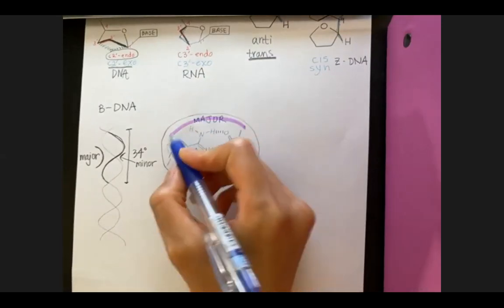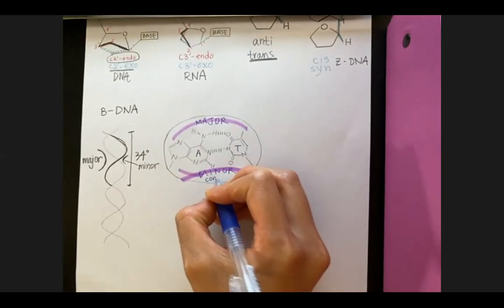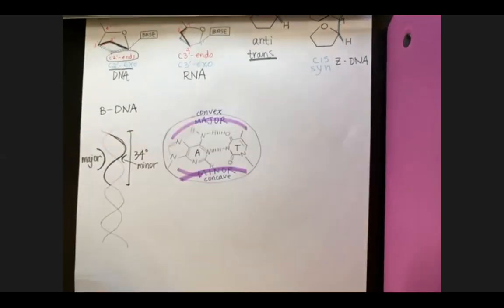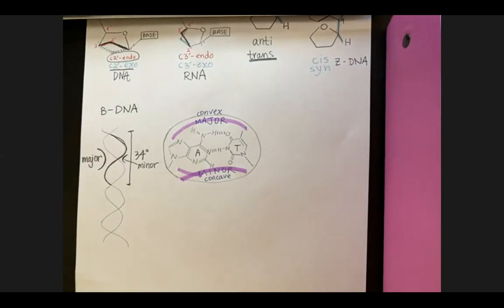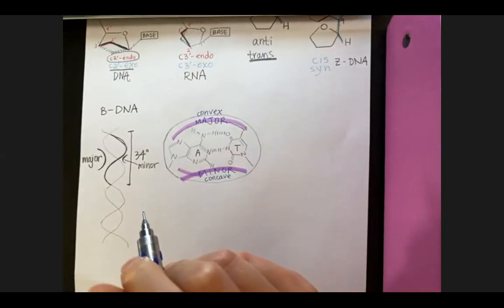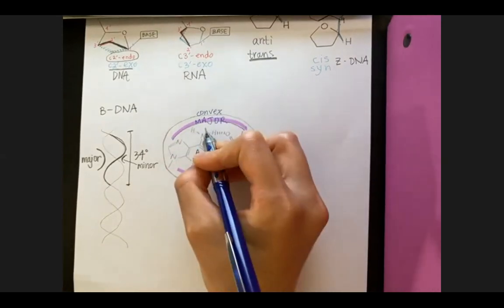Okay, and this side is the convex edge, and then this one will be concave. And in the B-DNA, the edges of the base pairs are accessible because of the major groove. This side is pretty accessible because the major groove is wider and you can access these functional groups.